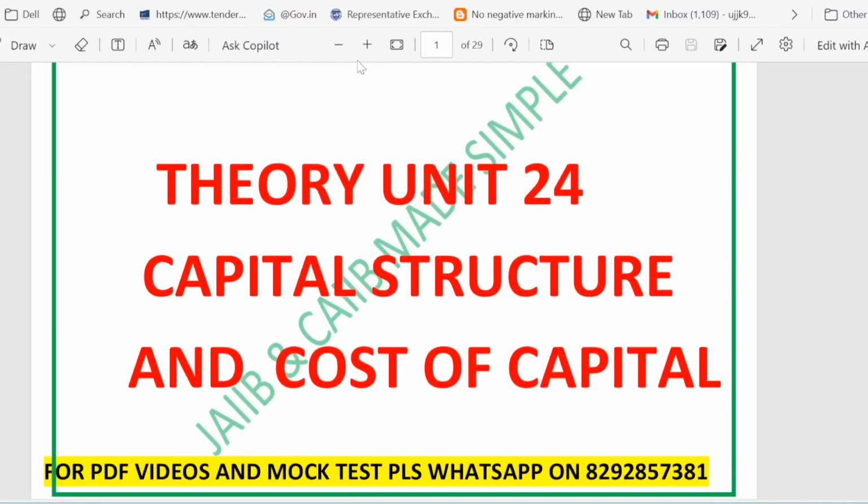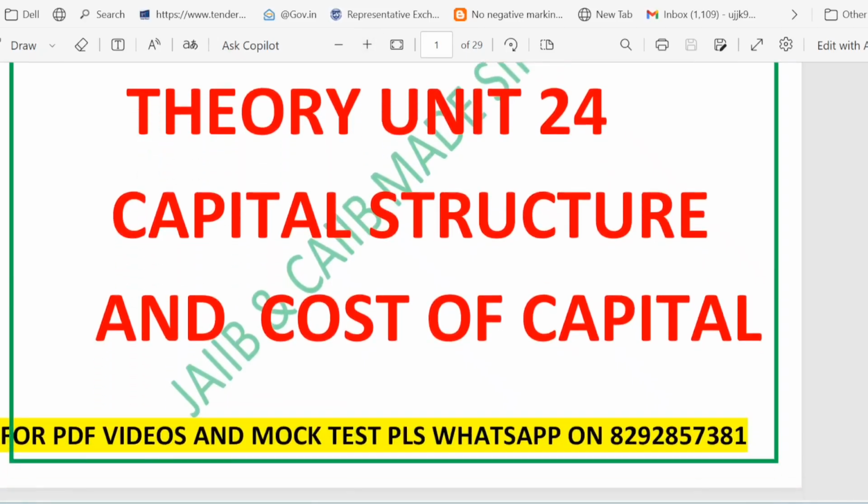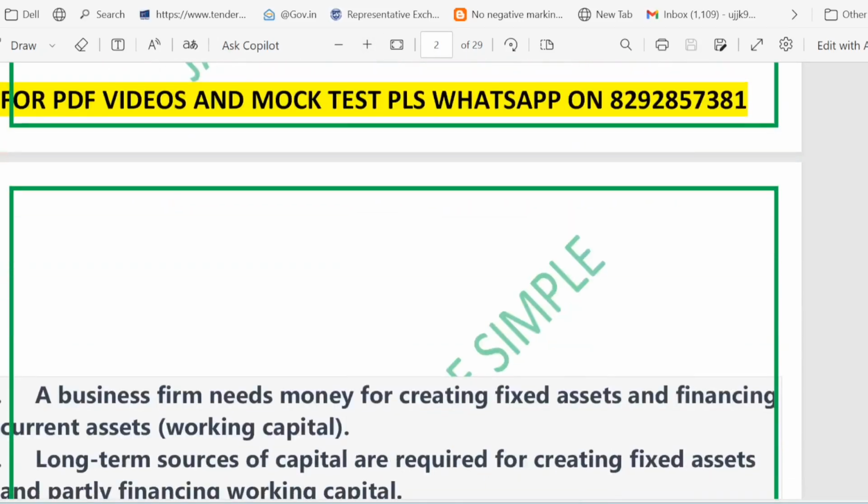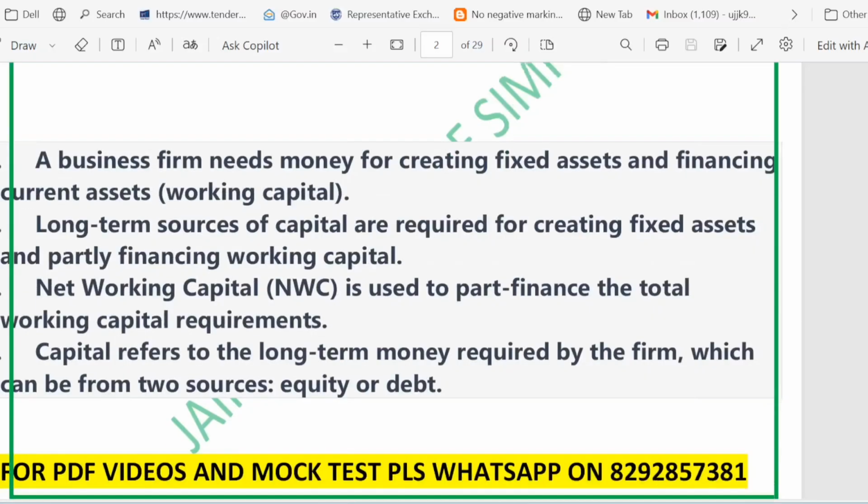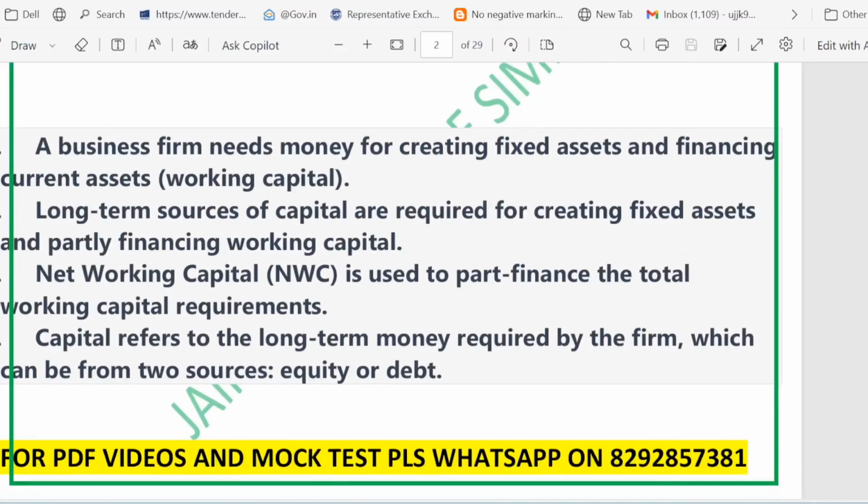Today we are going to discuss unit number 24 of AFM. Chapter name is Capital Structure and the Cost of Capital. This is a super important topic and an easy topic. If you understand the concept clearly, you will feel confident and find it much easier to solve the questions.